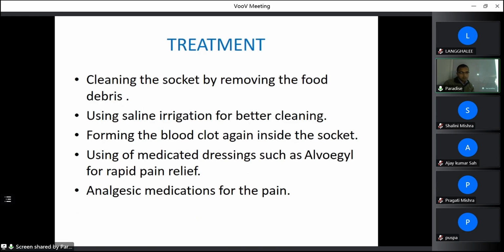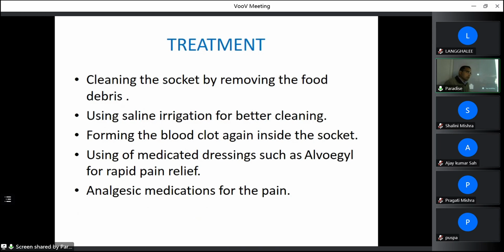Treatment is cleaning the socket by removing the food debris, using saline irrigation for better cleaning, allowing the blood clot to form again inside the socket, and using medicated dressings such as Alvogyl for rapid pain relief, along with analgesics for the pain. You have to remember that in case of dry socket, you should never curette the socket, because some of the clot is still remaining there. So just do the irrigation, and also the Alvogyl, or previously the traditional method of zinc oxide eugenol dressing.